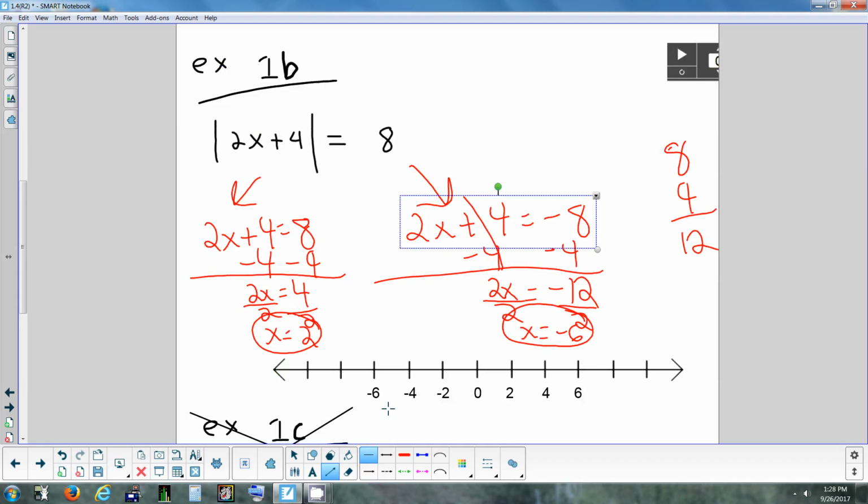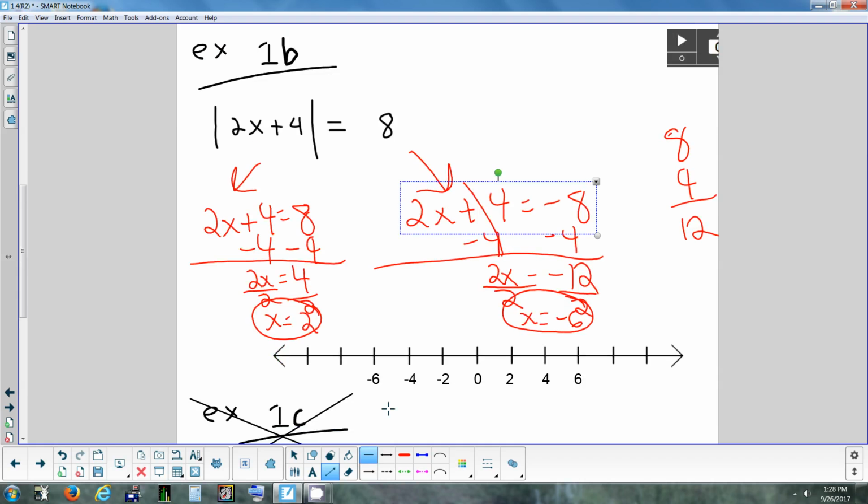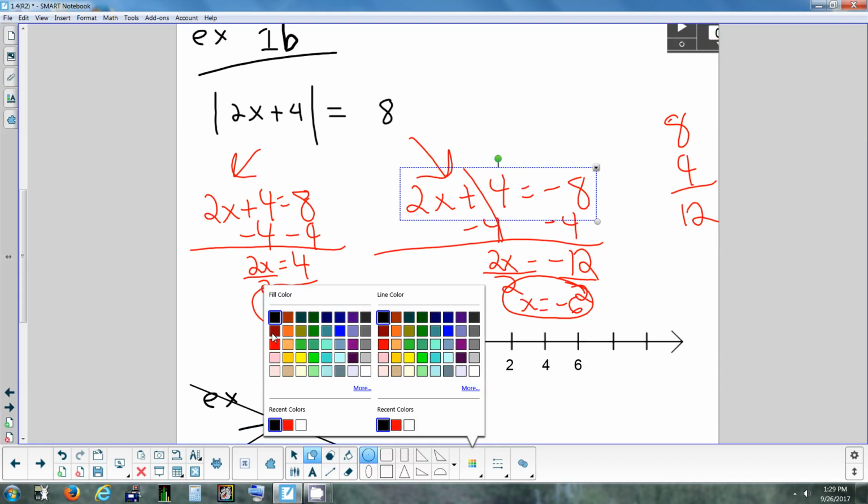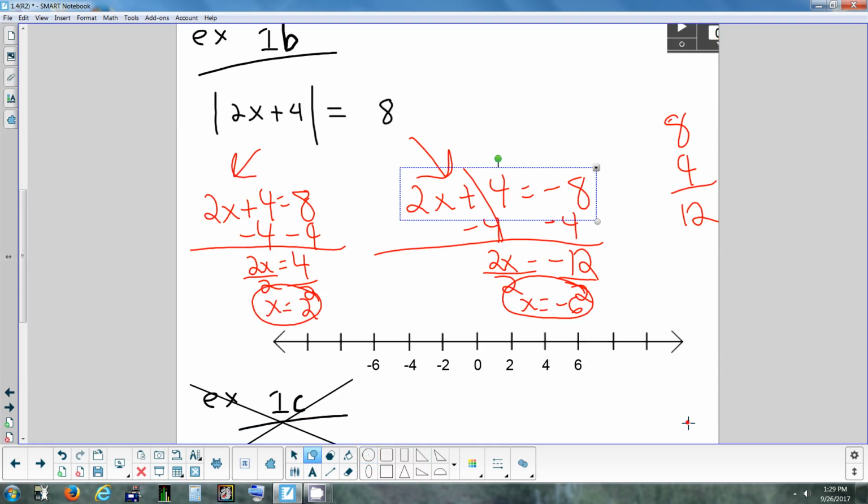All right? Now, I got to graph them, right? Fred, what about 2? How do I graph 2? We need to put it on positive. Yeah, put a dot on positive 2. All right? Nathan, how about -6? How do I graph? Yeah, put a dot on -6.